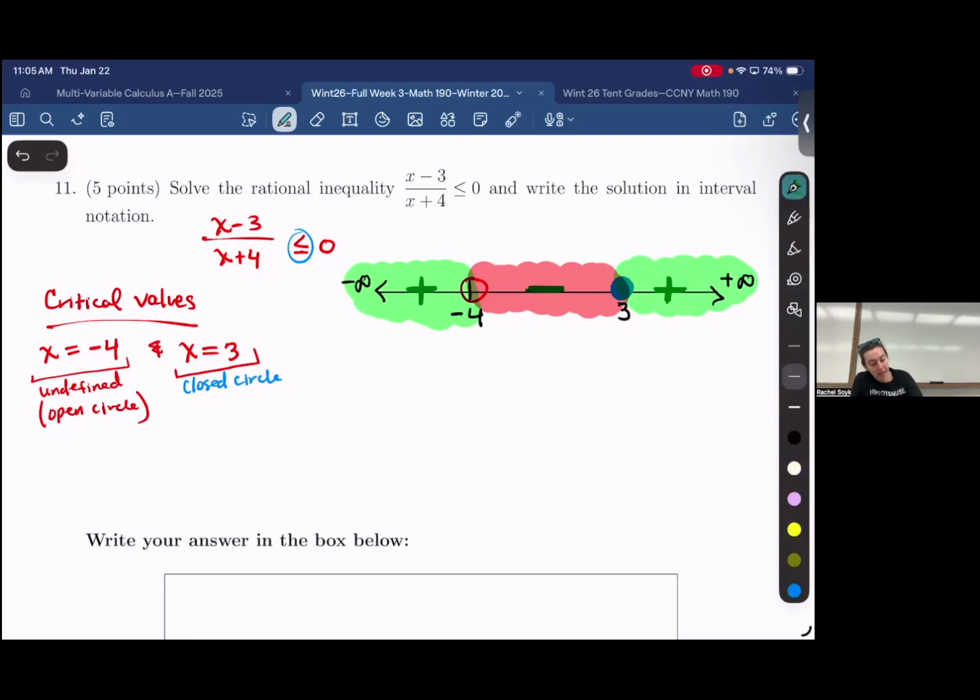Now we're looking at less than or equal to 0. So is this positive or negative? It's negative. So in interval notation, we're looking at the red, which means our final result is, or bracket. Good. That's it.